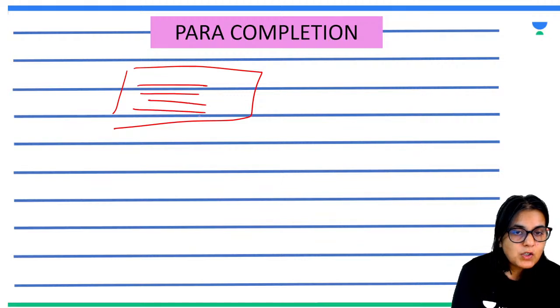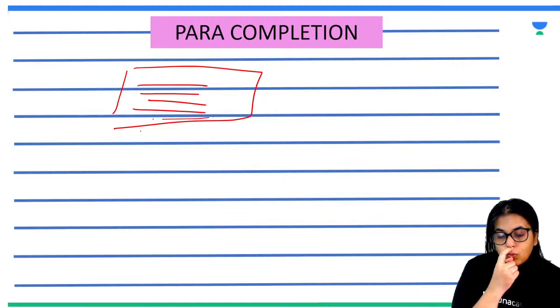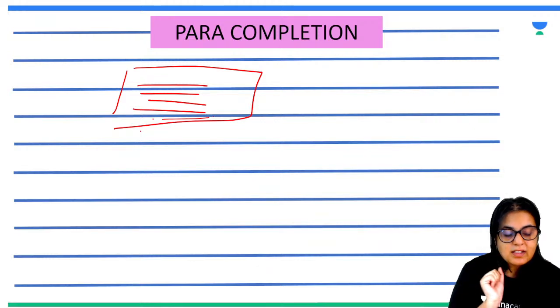Okay, one line of that paragraph is missing or it has been deleted. You have to select from the options which is that missing line or which is the deleted line. It could be the introduction which has been deleted, it could be the conclusion which has been deleted, or it could be a statement in the middle also.